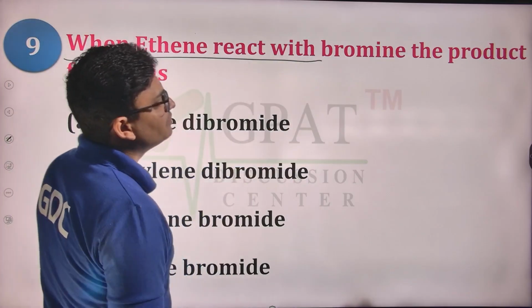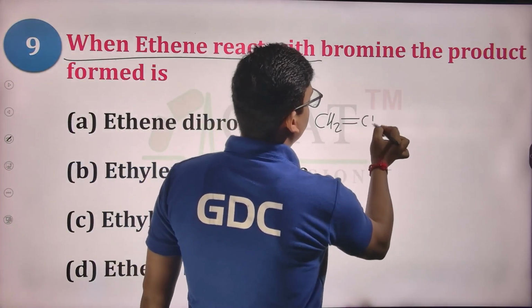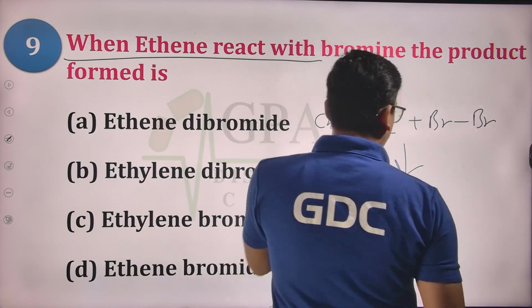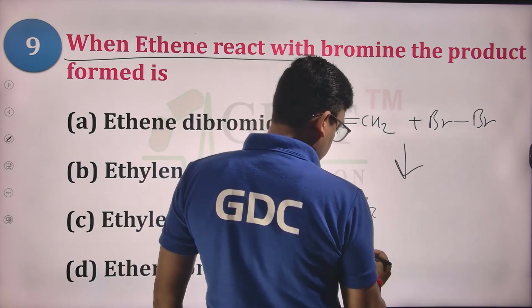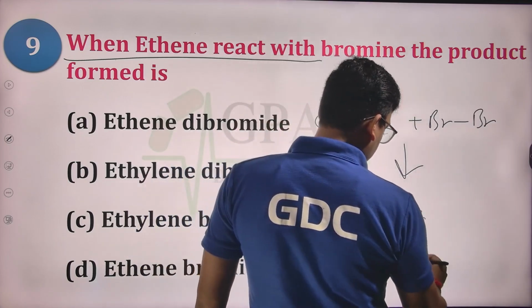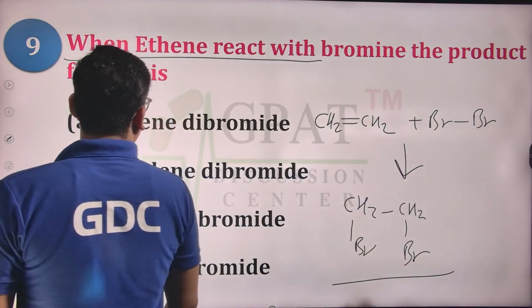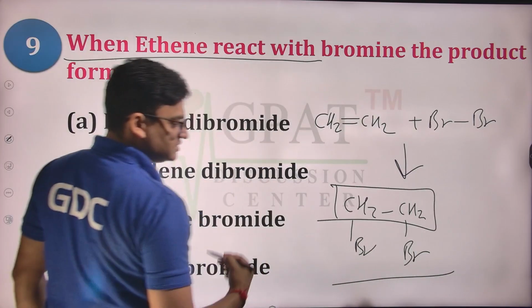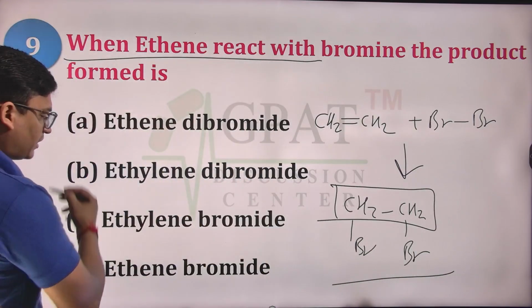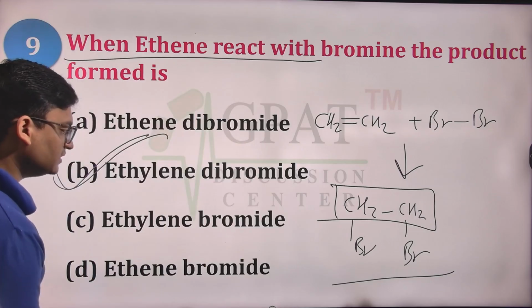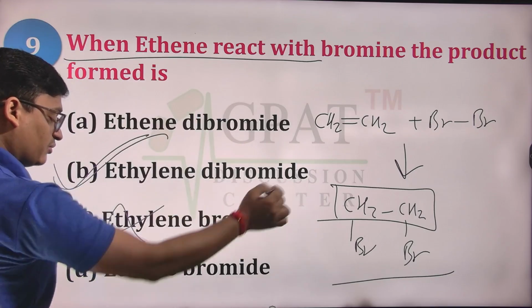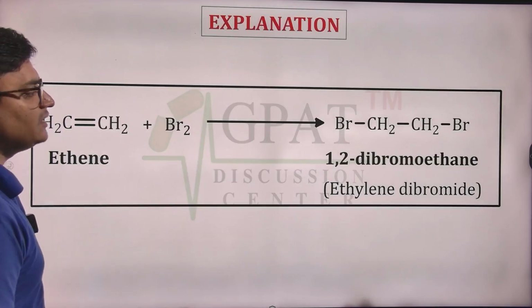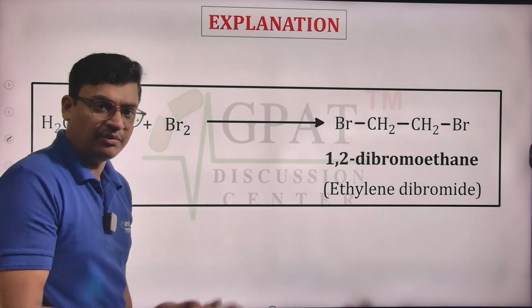When ethene reacts with bromine, we are having ethene, that is CH2 double bond CH2, and we are attacking it with bromine. What is the product formed? So we are having product formation like CH2Br and CH2Br. So this is your addition product, that is ethylene dibromide. That is not ethene, this is the ethylene group, and we are having 2 bromine groups. So ethylene dibromide, yes, that can be the right answer. Ethylene bromide, no. Ethylene dibromide, we are having 2 bromines. So B is our right answer. That is 1,2-dibromoethane, or ethylene dibromide simply.